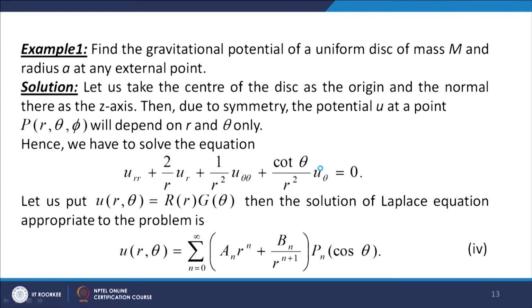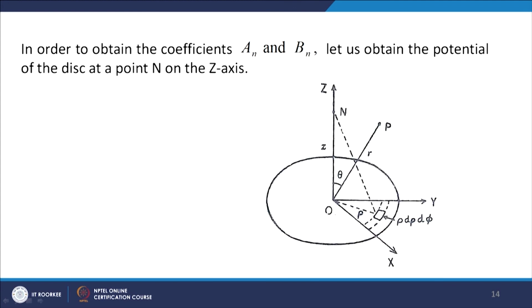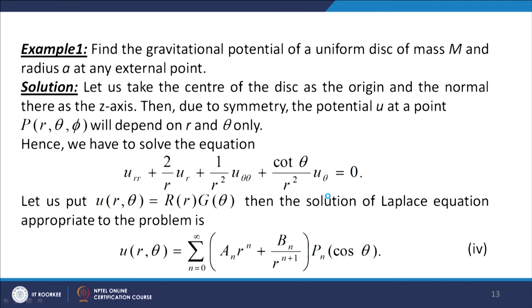Now, let us find the gravitational potential of a uniform disk of mass m and radius a at any external point. So, let us take the center of the disk as the origin and the normal there as the z axis. This is the figure. This is the disk and this is the center of the disk, and the normal line at this point is the z axis. By symmetry the potential u at any point P(r, theta, phi) will depend on r and theta only because of the symmetry of the disk.